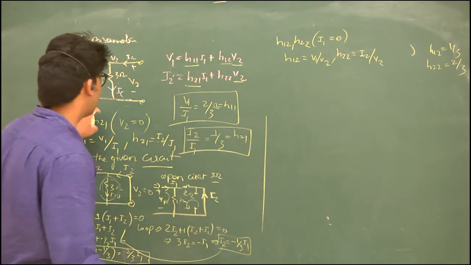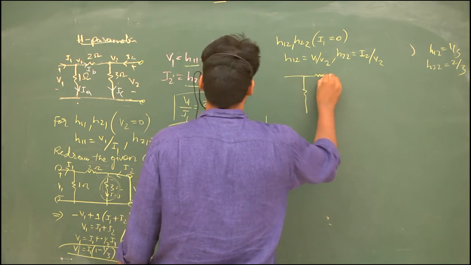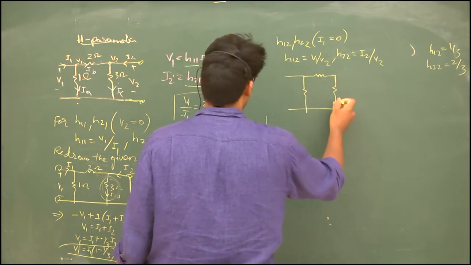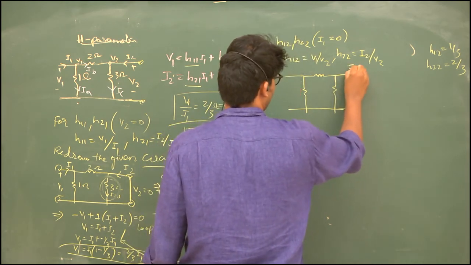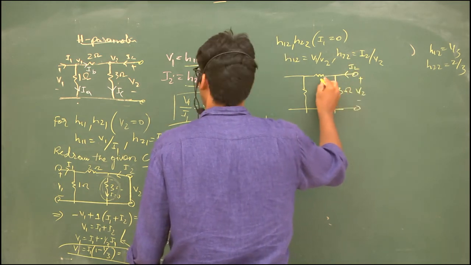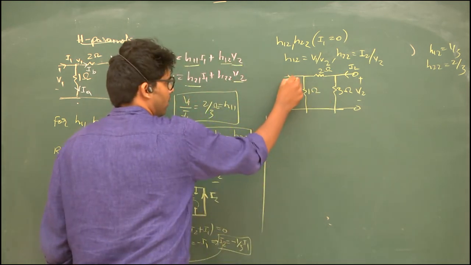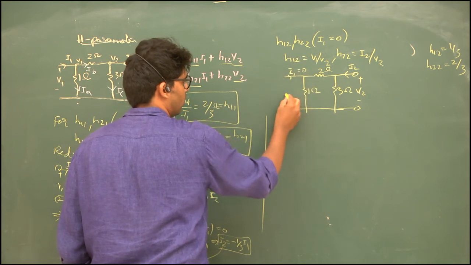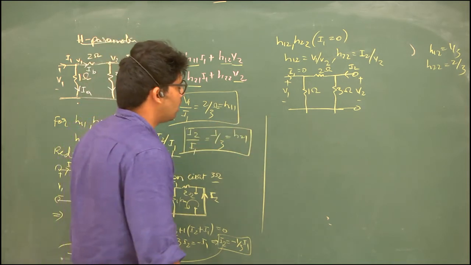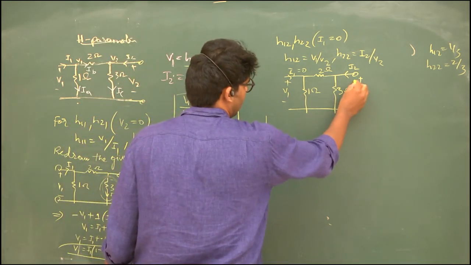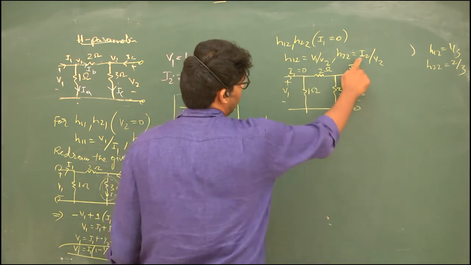So, redrawing the circuit according to our requirement. Here the I2 current is flowing, and this is 3 ohm, this is 2 ohm, this is 1 ohm. Now this current I1 is 0, so there is no provision for current I1 to flow, but we have a voltage V1. We need the V1 by V2 form and the I2 by V2 form.